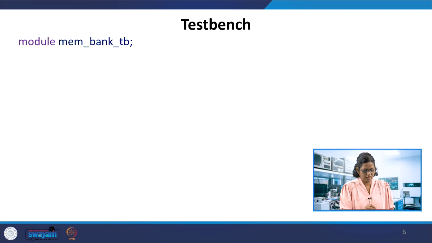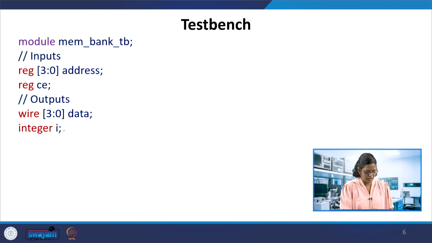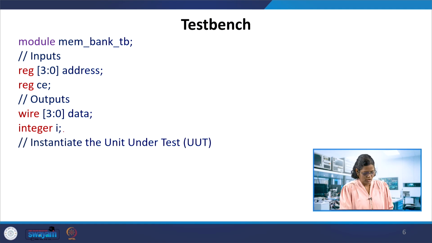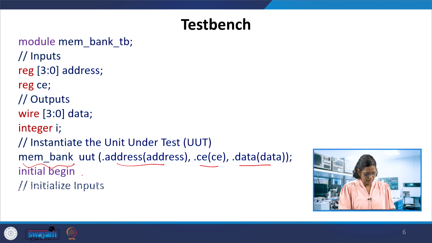So let's see the test bench here: module test bench, and then inputs. We give the address, which address we are going to, and the chip select. Wire 0 to 3, that data is 4 bits. Again, there is an integer we are going to increase, because we have 16 data, and increase this index using a for loop. So have the integer I, instantiate that module, dot address, chip select, and then dot data. Chip select or chip enable. Initial begin, initialize the inputs, address and chip enable, and then end it.